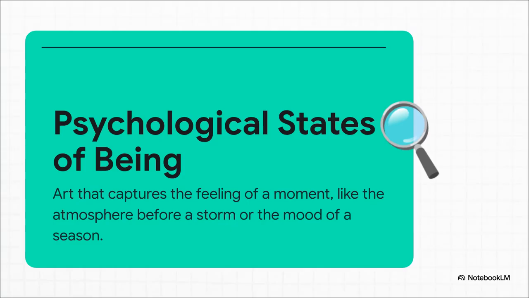Okay, so think about it like this. He's not trying to paint a picture of a landscape, a field before a storm. He's trying to paint the feeling of being in that field at that exact moment. You know that heavy electric feeling in the air, the weird light, the mood? That's what he's trying to capture on the canvas.